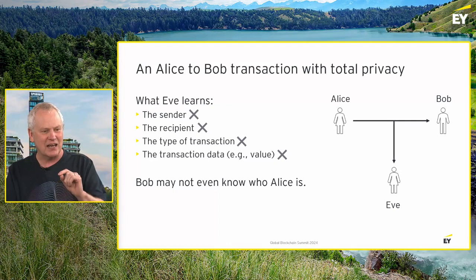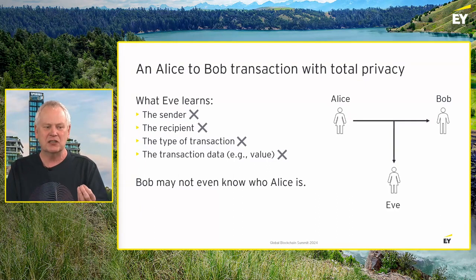Now the thing is, if we've got a fully private transaction, what does Eve learn? Well, she doesn't learn the sender. She doesn't learn the recipient. She doesn't learn what's being transacted between Alice and Bob at all. She will probably know that a transaction has happened, and that's kind of okay. And actually, for proper zero-knowledge solutions, probably Bob won't even know who Alice is. It can be that private. And that's great, and that's kind of nice, because we like our stuff to be private, generally speaking.